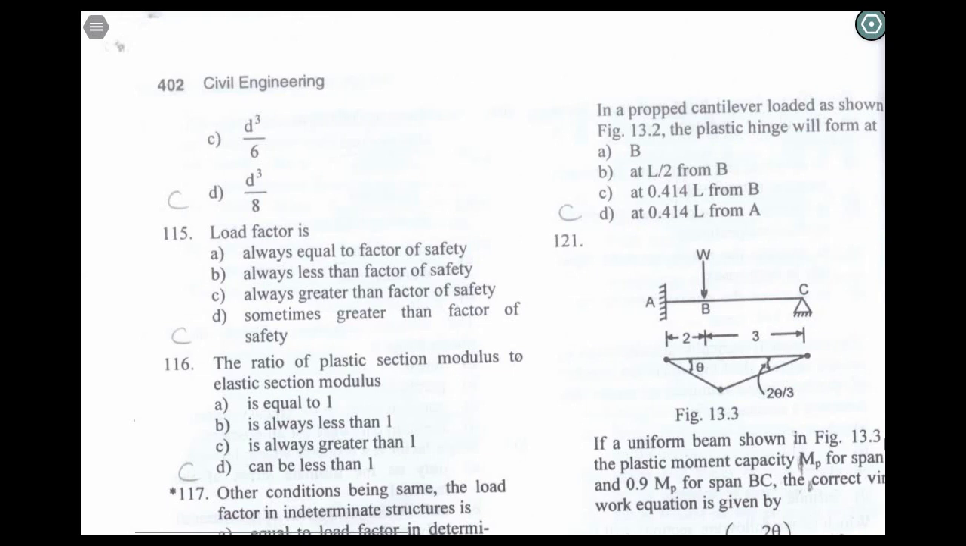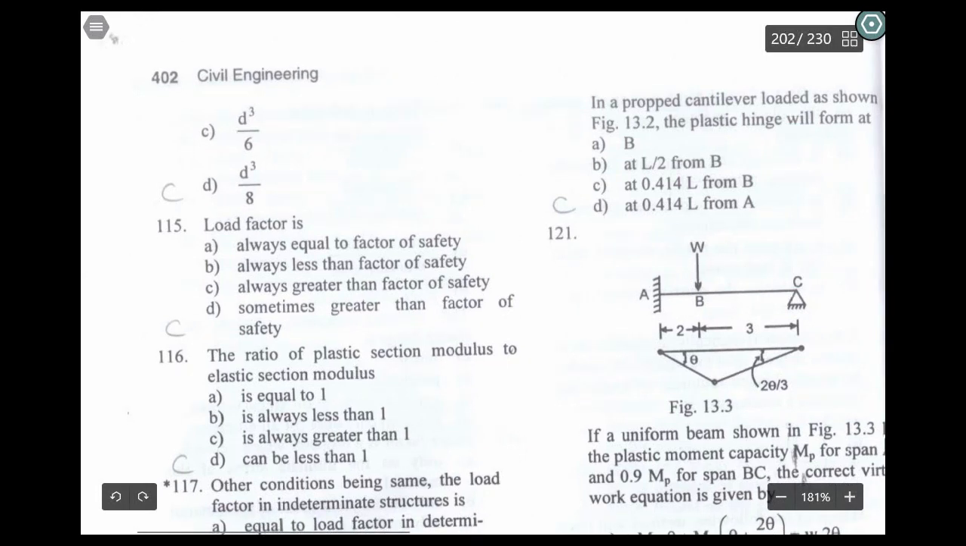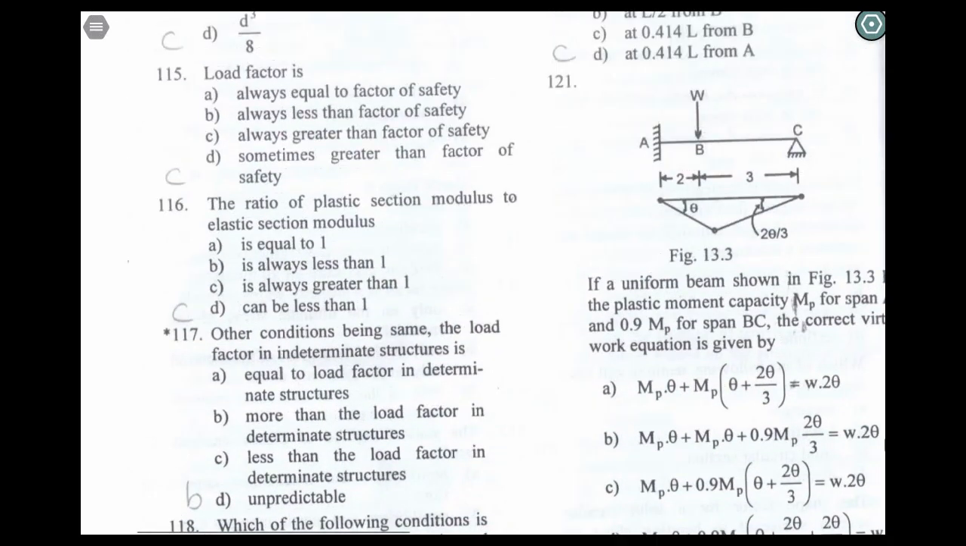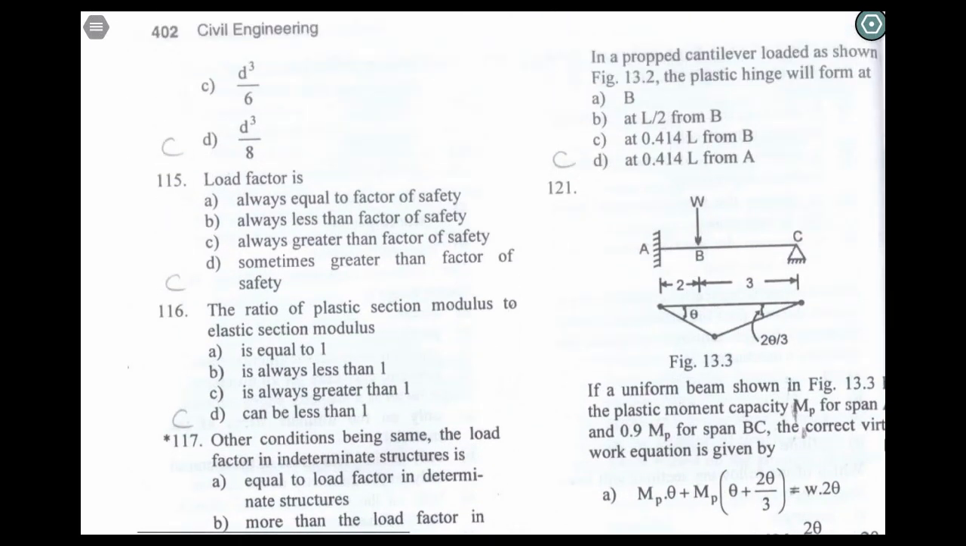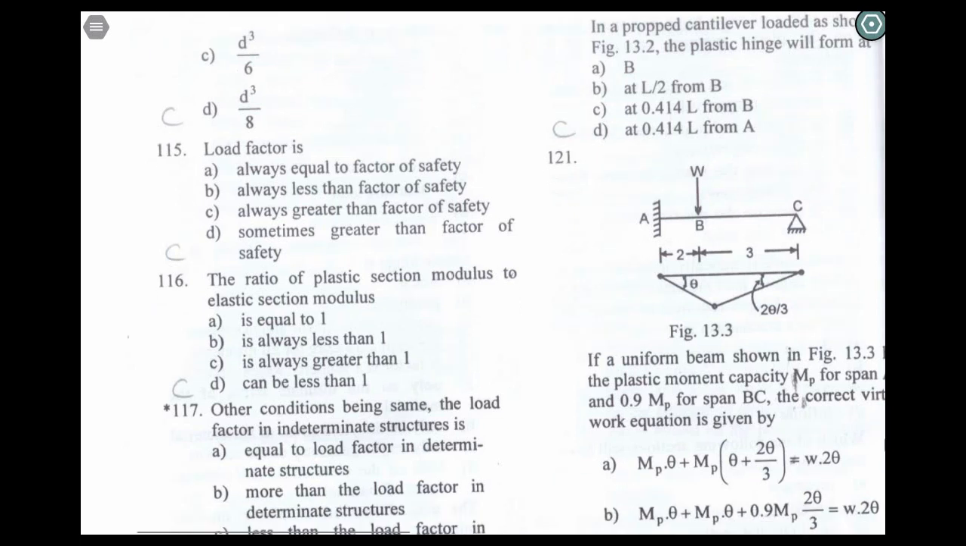In a prop cantilever loaded as shown in the figure, the plastic hinge will form at 0.414 L from B. Next, question number 121.